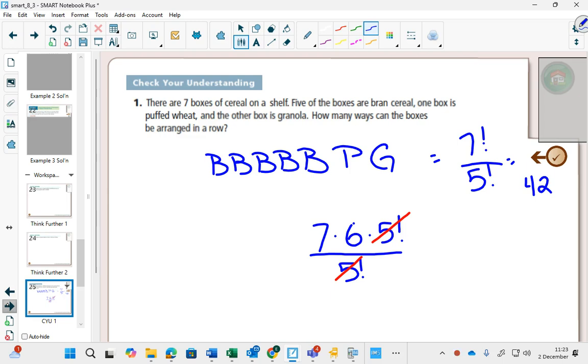Questions for practice on this one are 3, 4, 5, and 6. So circle 3, 4, 5, and 6.